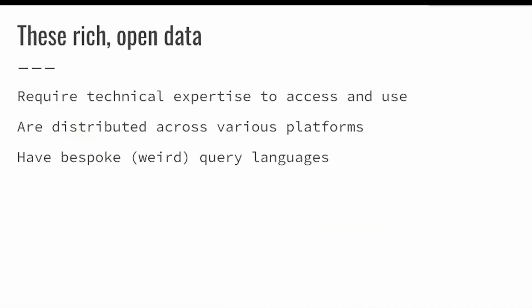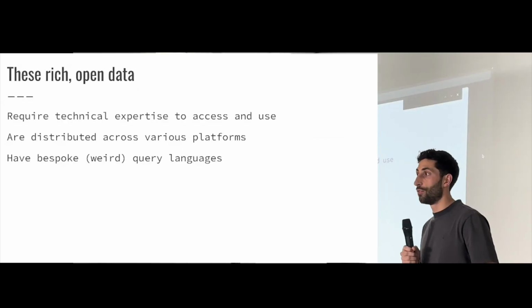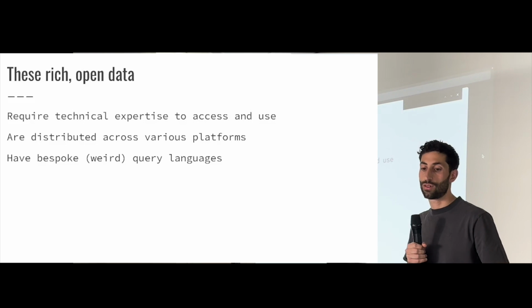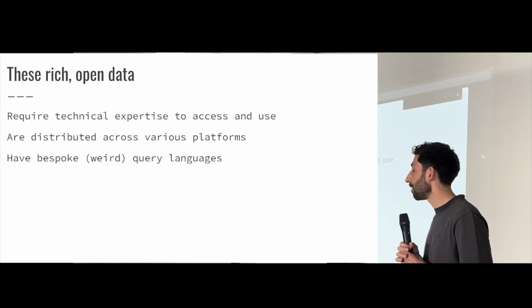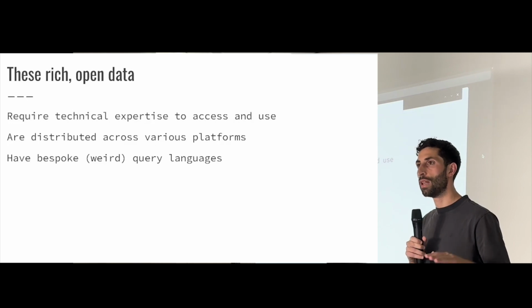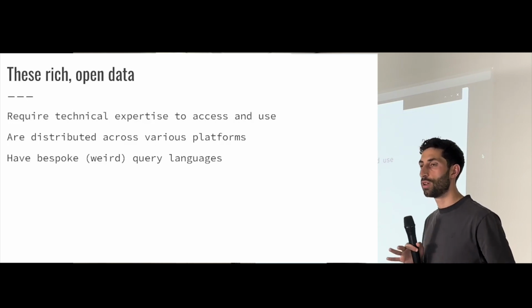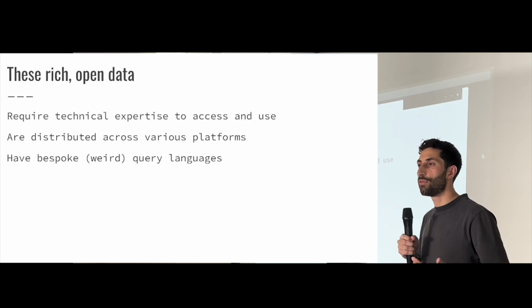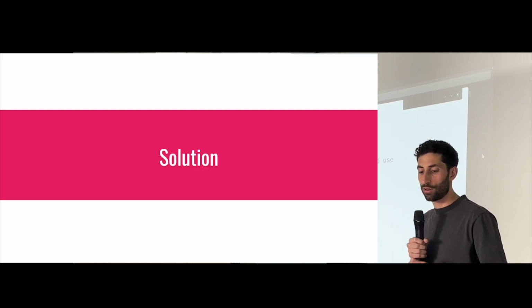To summarize, these rich data require technical experts, GIS experts, to access. They're distributed on various platforms. OpenStreetMap is one platform, but there are also many city-level or country-level platforms that would need to get connected. And they have these languages, and that's the problem we try to overcome in the project.